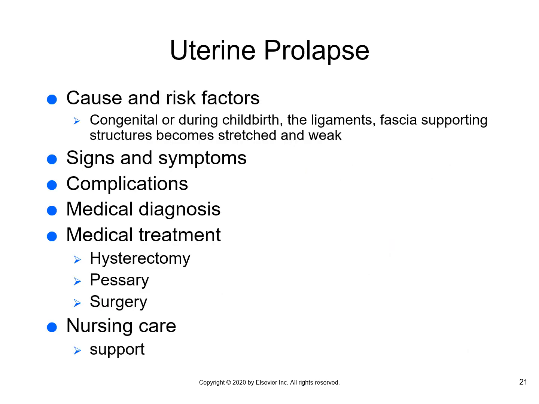Uterine prolapse. Okay, the uterine prolapse is when there's a prolapse of the uterus. Okay, what are the causes and risk factors? Congenital or during childbirth, the ligaments, fascia, and supporting structures become stretched and weak. That's the pathophysiology of the uterine prolapse.